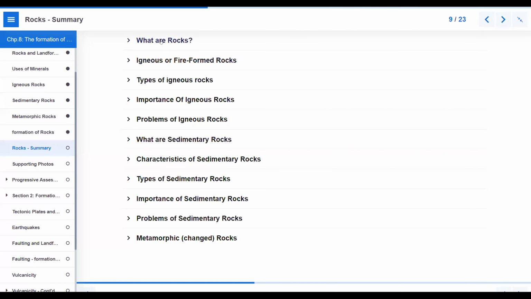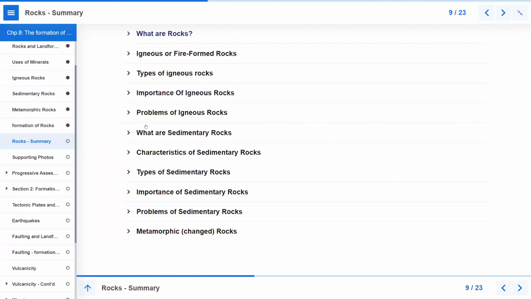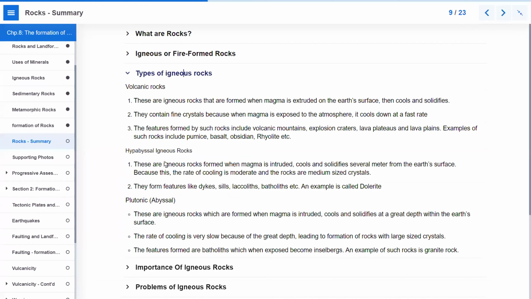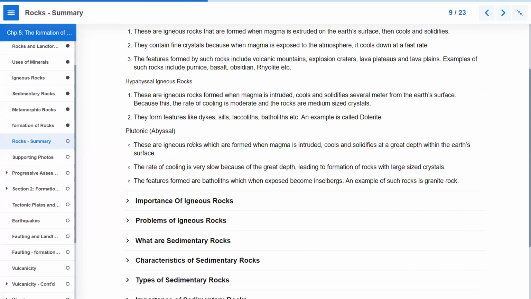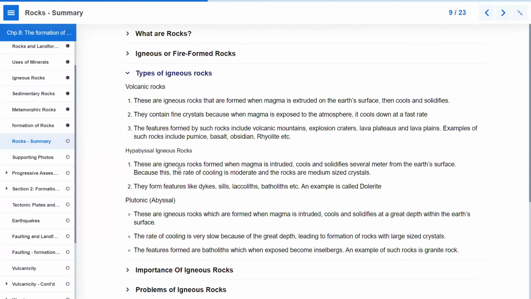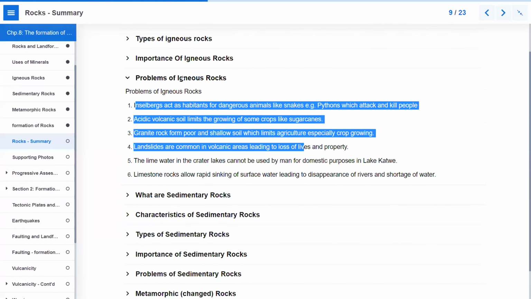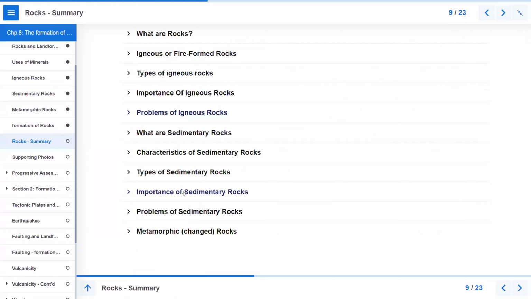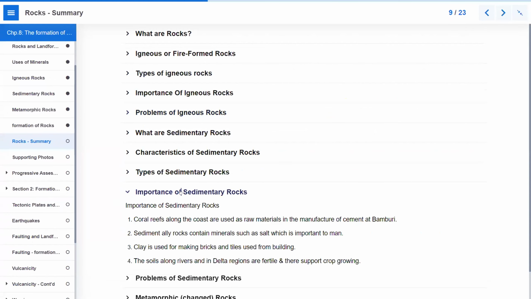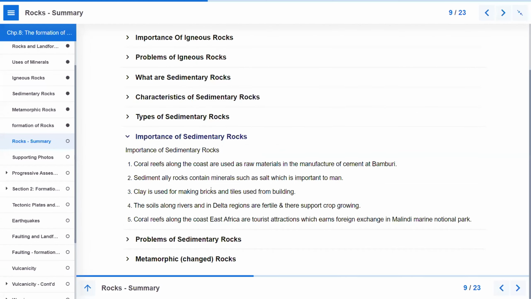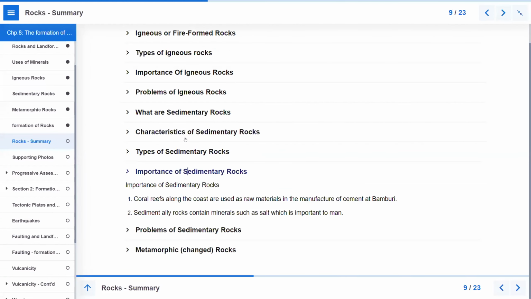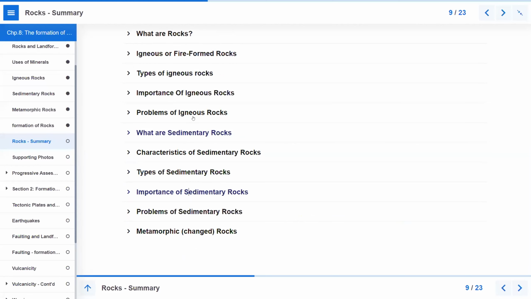What are rocks? If you click, a quick definition. What are the different types of igneous rocks? If I click, here it is. You have hypabyssal, plutonic, you see? I go back. What are the different properties of igneous rocks? I click. I have a summary, you see? So we will go through the activities and then we have our summary here in the platform. You can read everywhere, but you can also come and consult our platform here for organized material that you can use. That is how we have organized it.